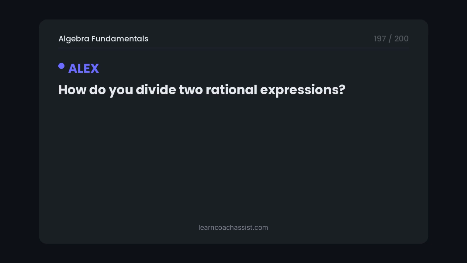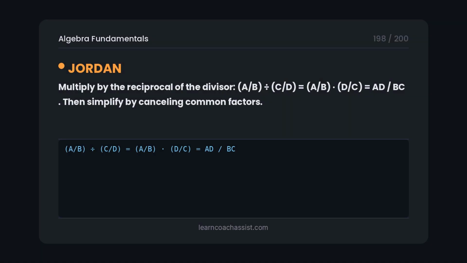How do you divide two rational expressions? Multiply by the reciprocal of the divisor: (A/B) divided by (C/D) equals (A/B)(D/C) equals AD/BC. Then simplify by canceling common factors.